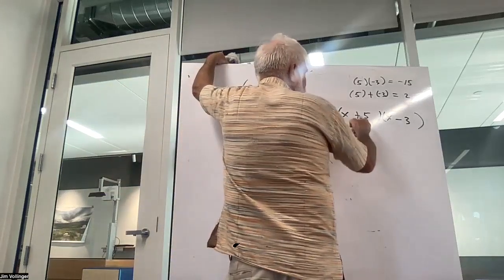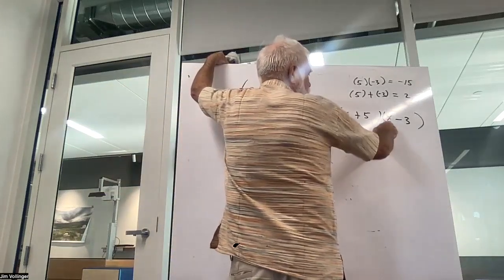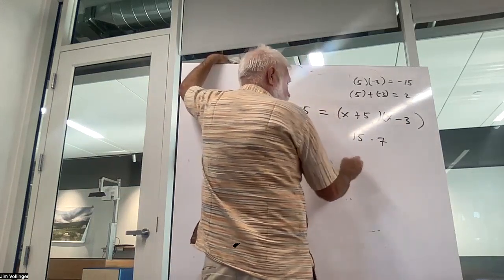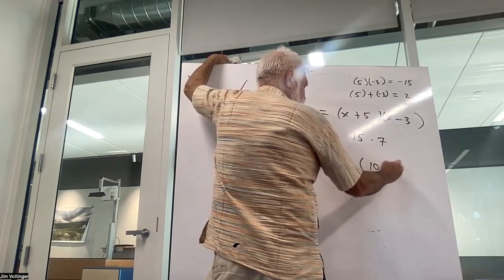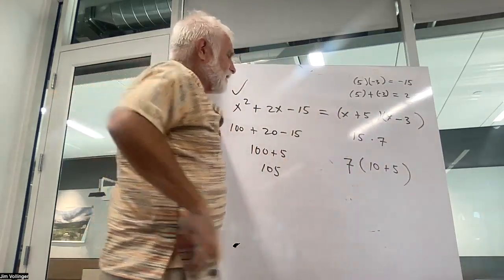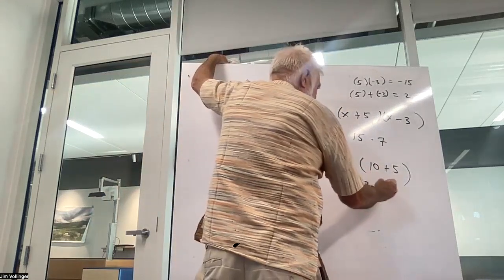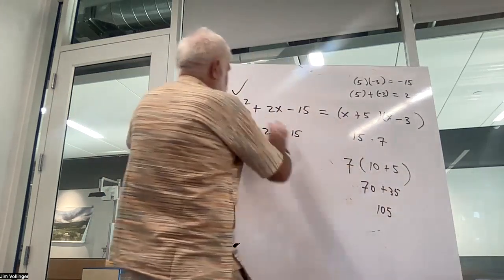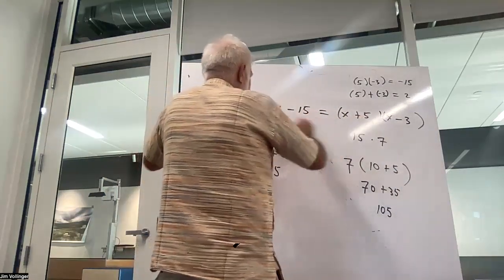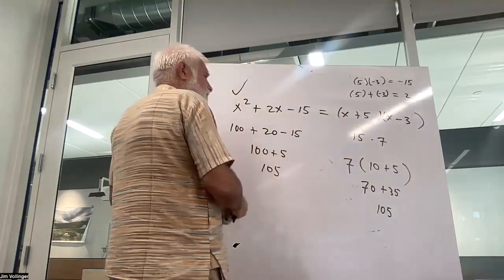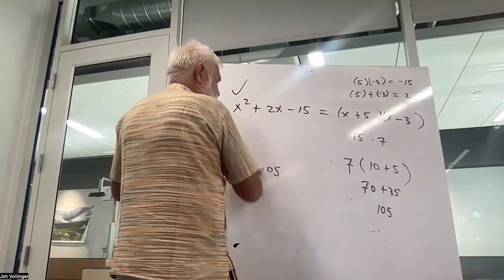Always happens. 10 plus 5 is 15. 10 minus 3 is 7. Using the distributive property, 7 times 10 plus 5 is how you want to do that in your head. And that's 70 plus 35, which lo and behold is 105. So I don't care what numbers you pick. 0, that's gone, that's gone. You get minus 15. That's what we're practicing right now.